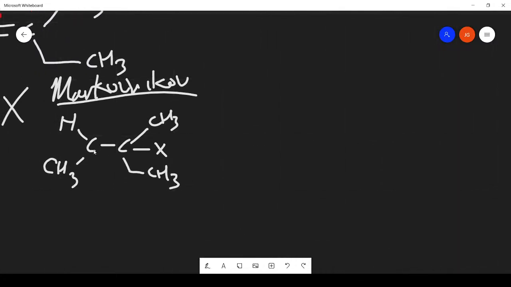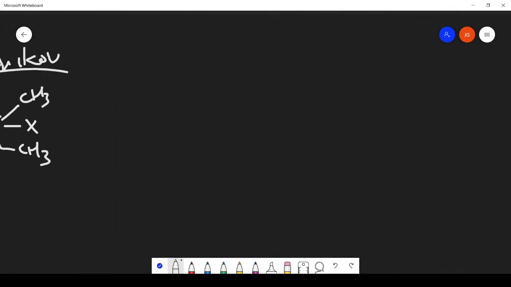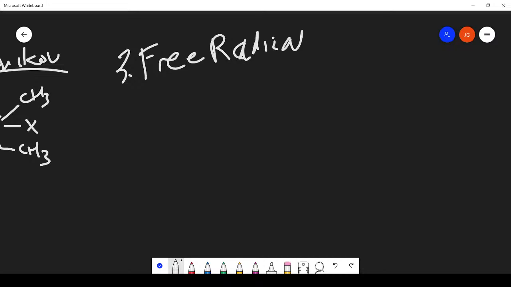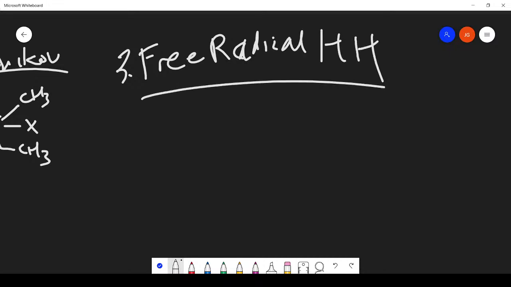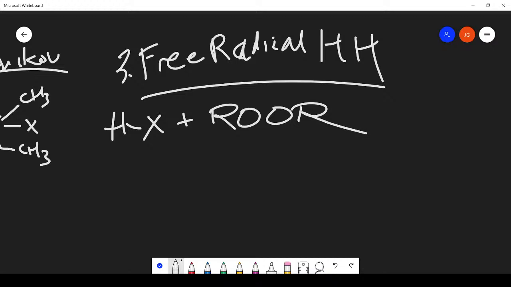But what if you want to add this to the less substituted side? Then we're going to have to do a different kind of halogenation, which is the free radical. I'm just going to put HX. I don't want to write out the whole thing. Please don't make me. This happens when we have your HX with some kind of peroxide. So ROOR is the general formula for a peroxide. And before we deal with the actual alkene reaction, we have to do some reaction fun here.